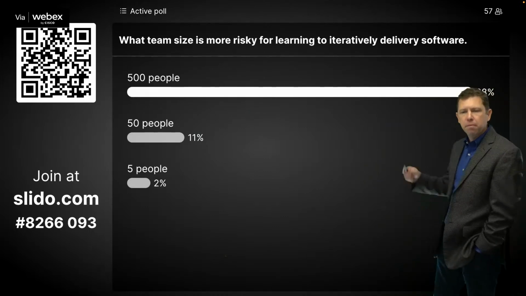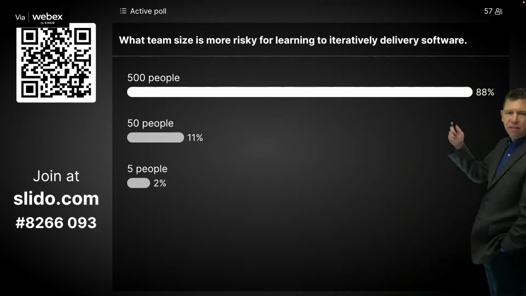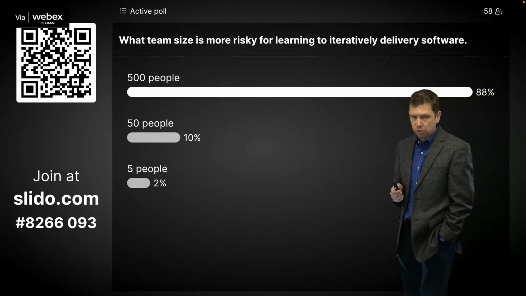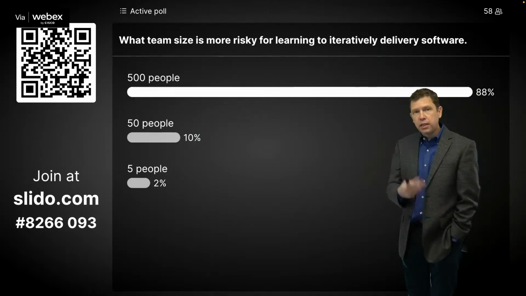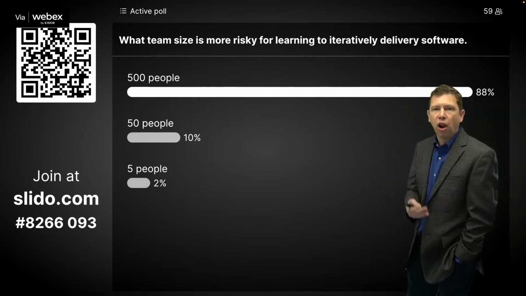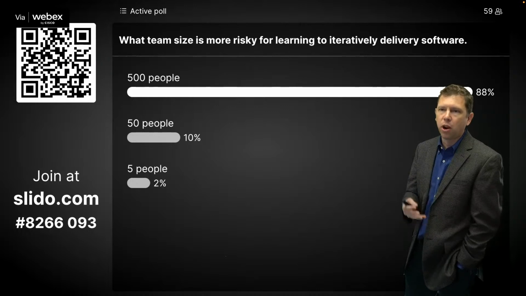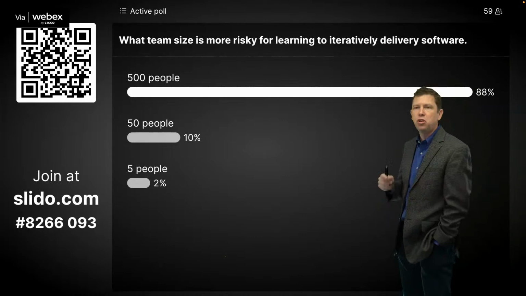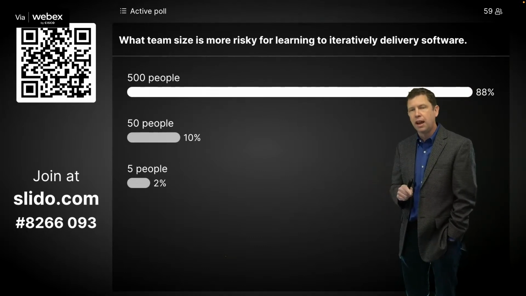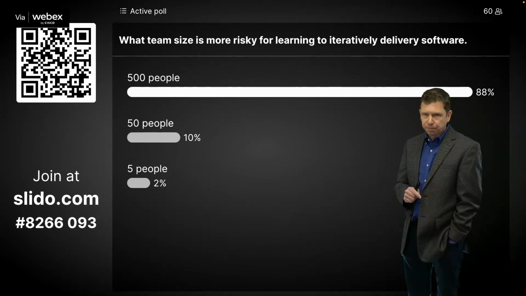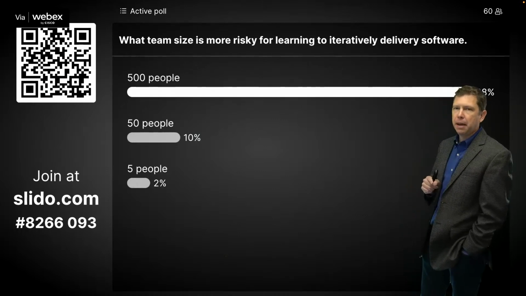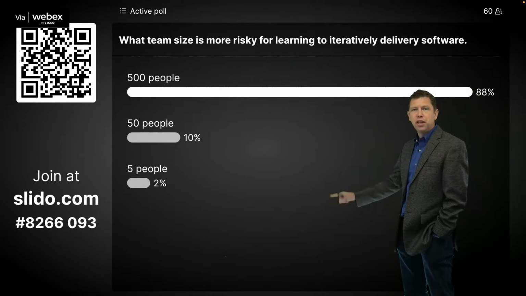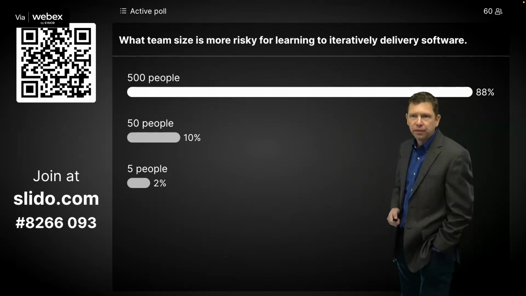I'm not sure why, but most of us here, 88%, said that 500 people is the most risky team size for learning to iteratively deliver software. I would agree with that. That's been my experience, because learning how to iteratively deliver software is hard, right? It's difficult. You're going to make mistakes. If you assume you can deliver software without making any missteps, you're probably going to be disappointed. If I'm going to make missteps and try to figure out how to do things, it's a lot cheaper to do that with 5 people than with 500 people.